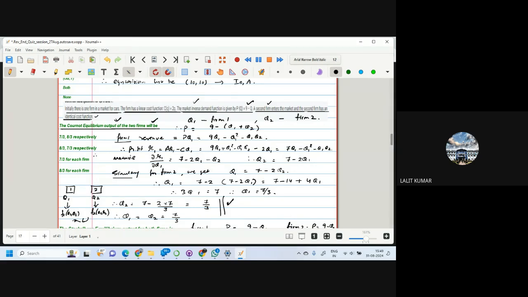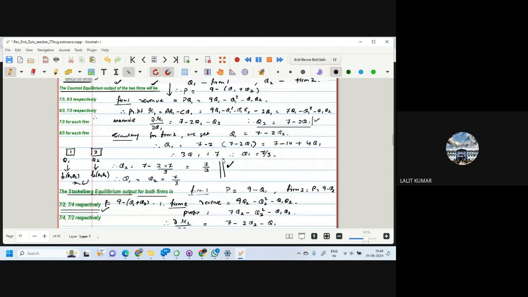Okay, so we have solved it. Again, we will do the same. For firm 1, we will find a function which has come here. Similarly, for firm 2, we will get an equation. And solving those two equations, we get Q1 and Q2. So in this case, and generally, Q becomes equal for both. So in this case, 7/3 is the equilibrium for firm 1 in the Cournot.